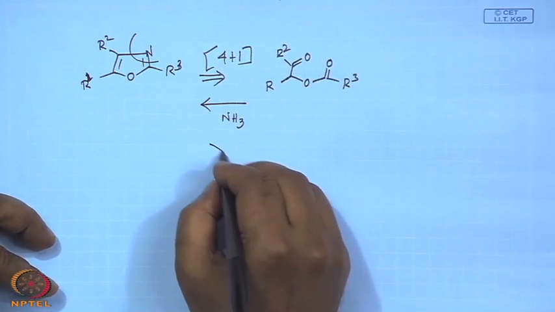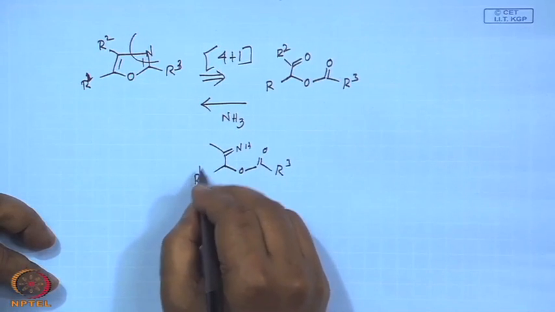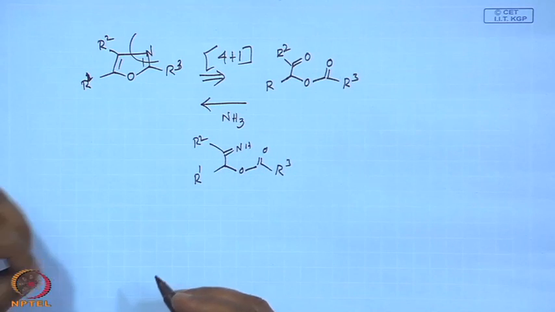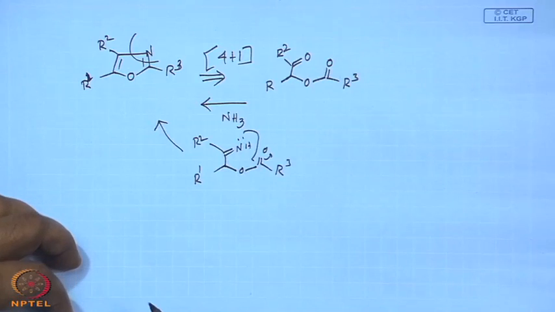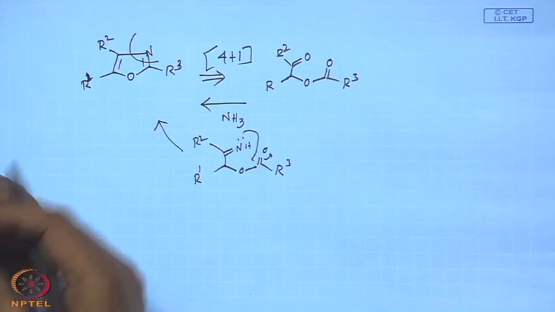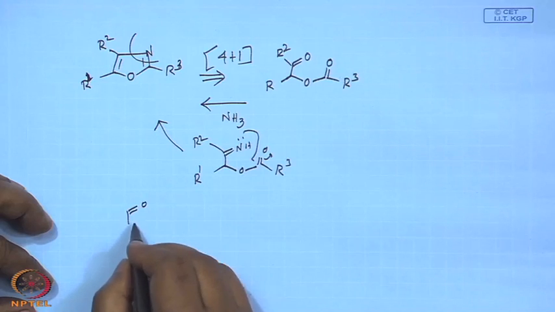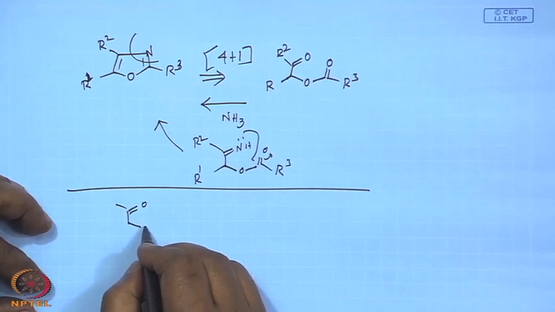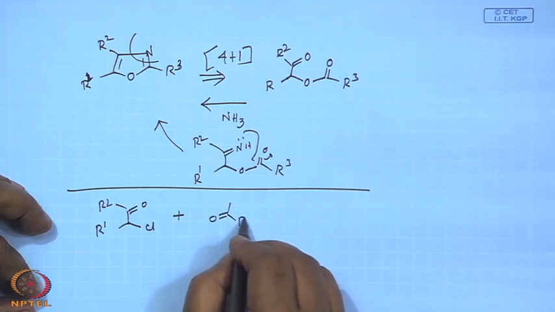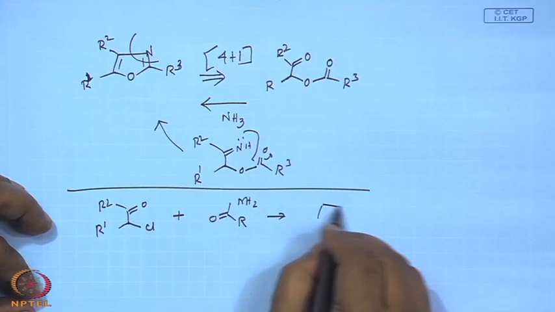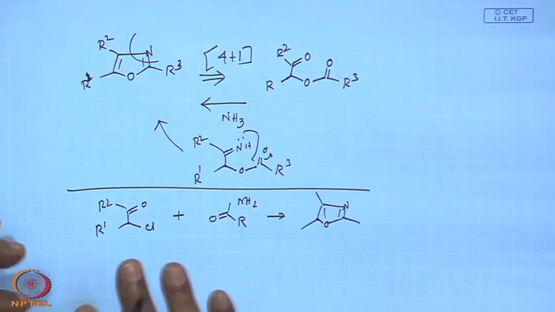So if you have a system like this, it first forms this imine here, with hydroxy, and R1, R2, R3. Under these reaction conditions, aromatization is the driving force. So one can think about the formation of this oxazole system. There are other methods also. Similarly, here you have a hydroxy ketone. There are methods where you can use the corresponding halogen compound, let us say X, with R1, R2, and then treat with the corresponding amide, and you get to these oxazole systems.